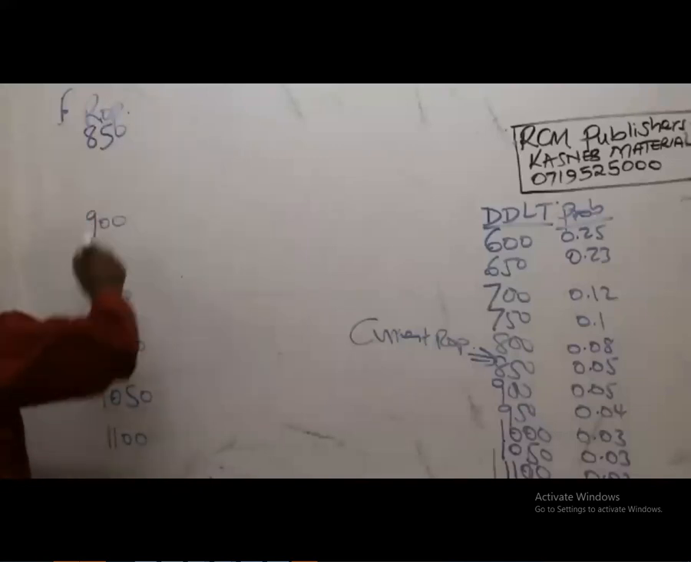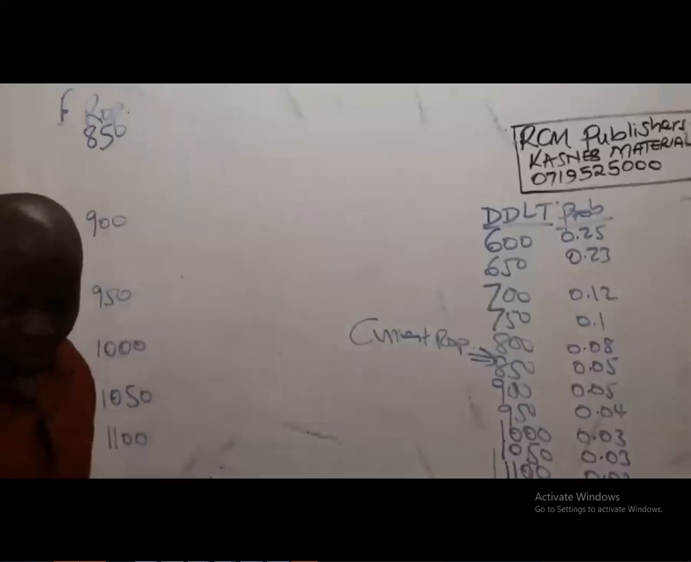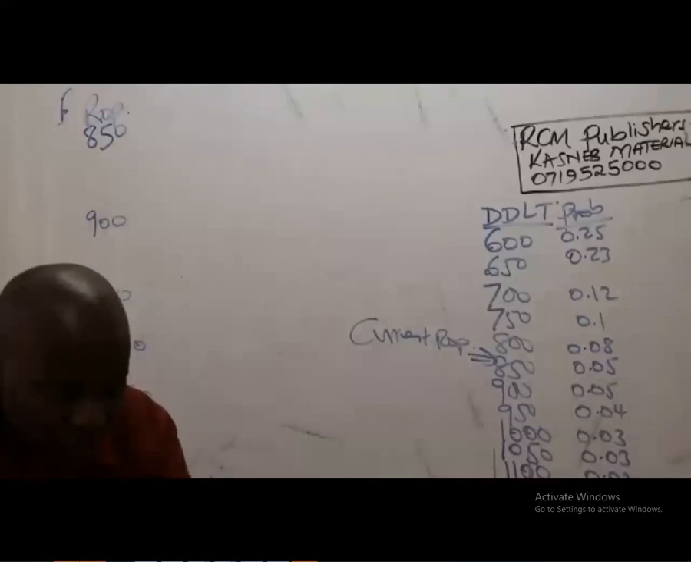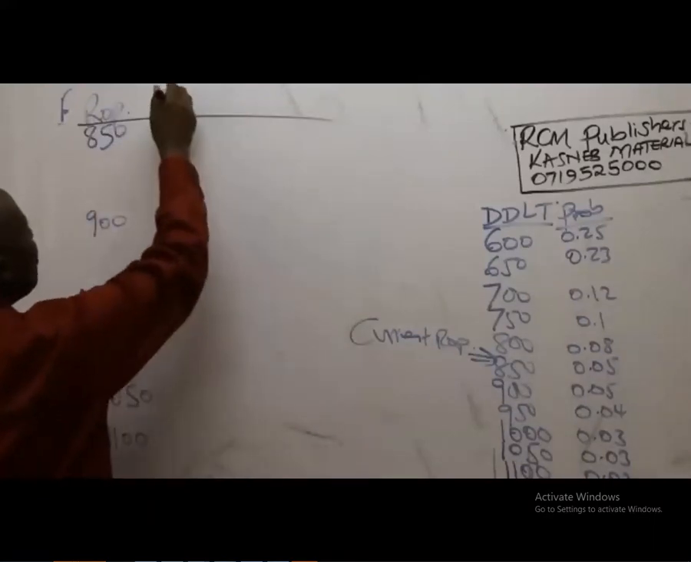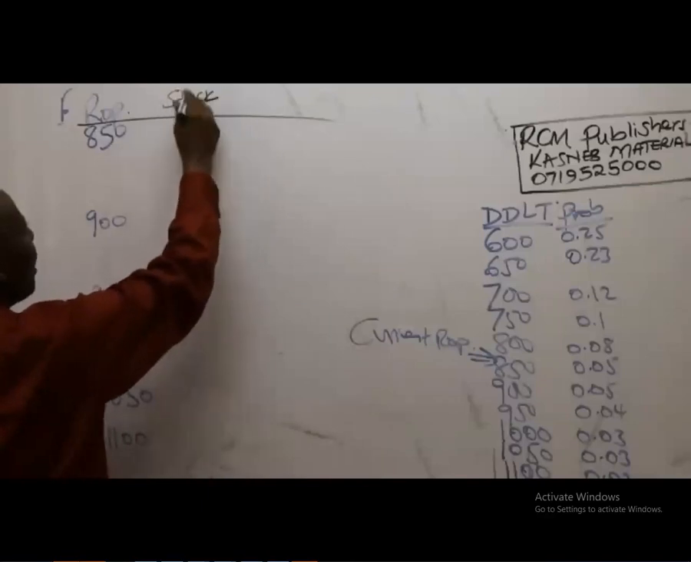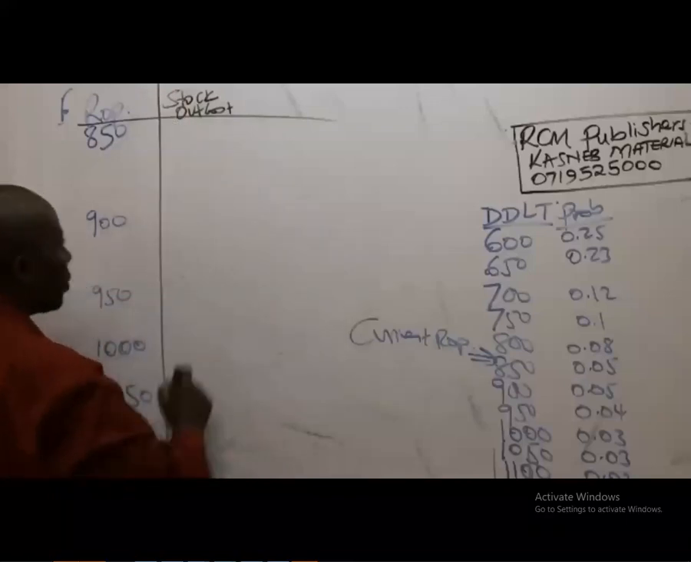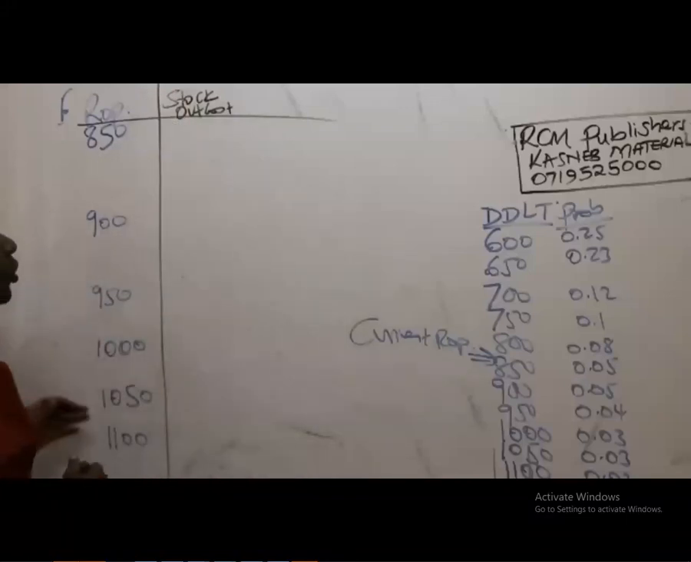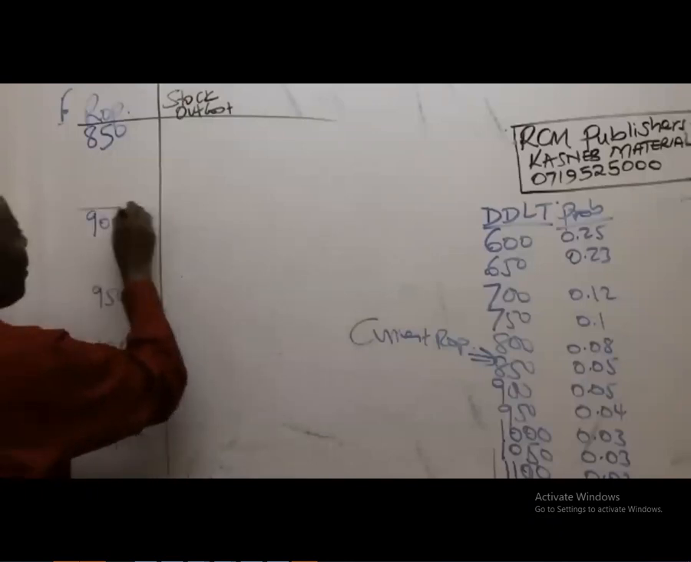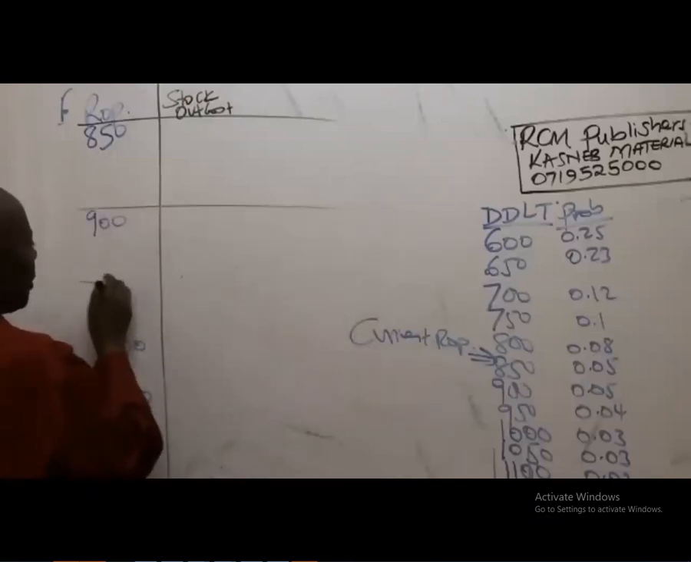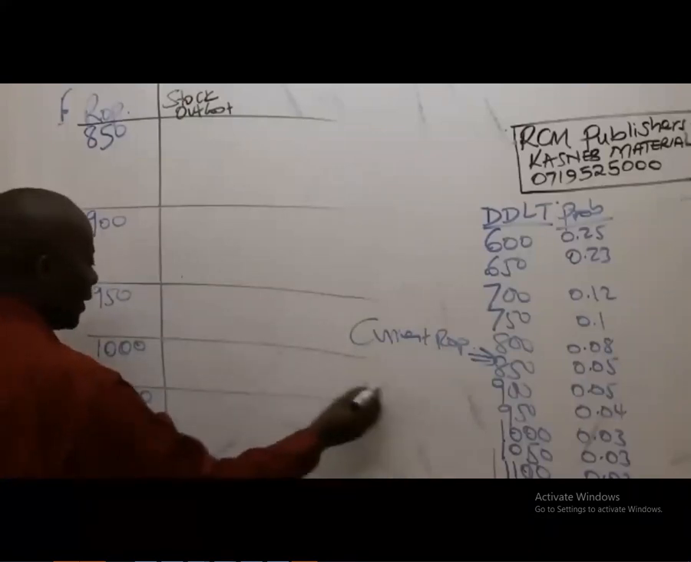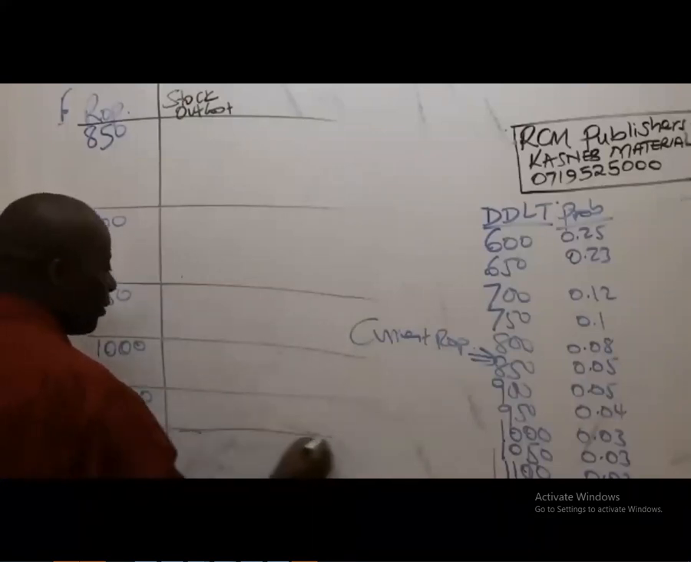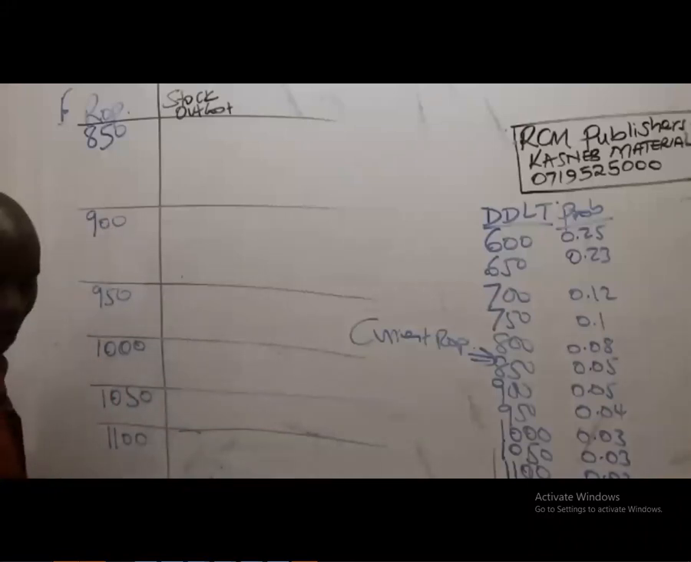Thank you very much. So after that, we think about the stock out cost, the annual stock out cost. First of all, I would want you to give me the possible stock out units very fast. I'll be able to get this very, very fast. The possible stock out units.